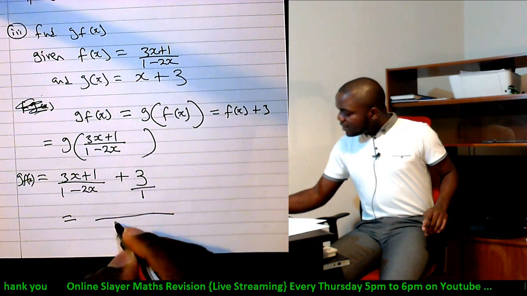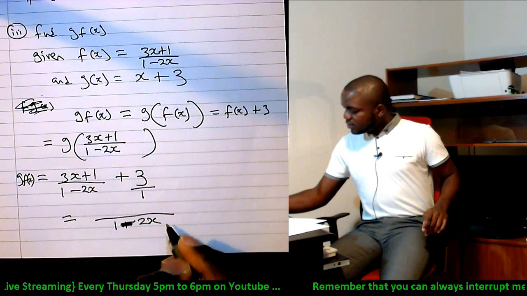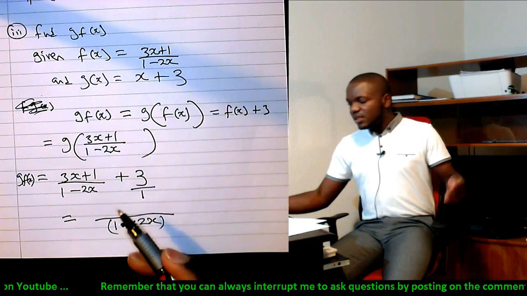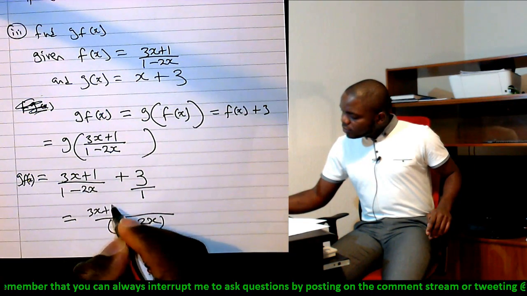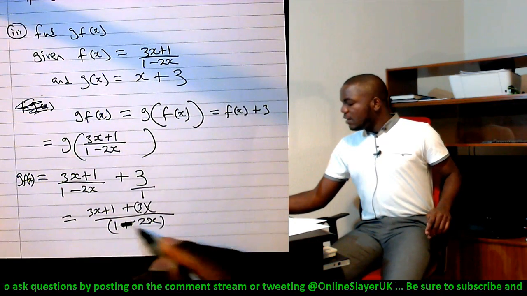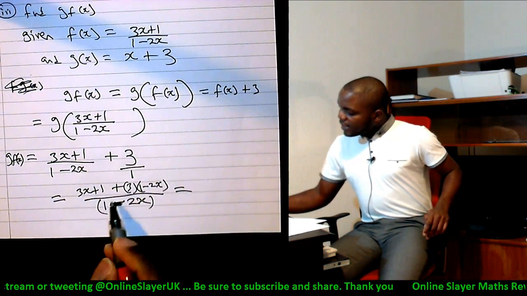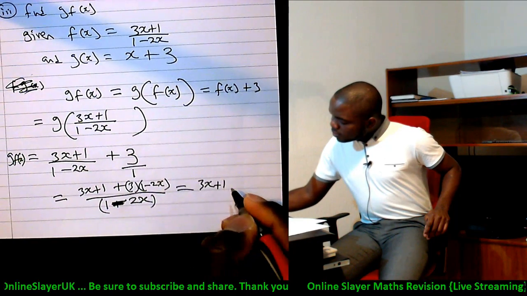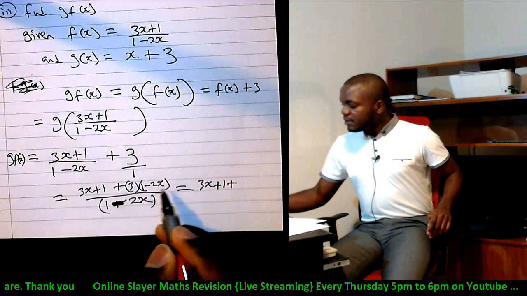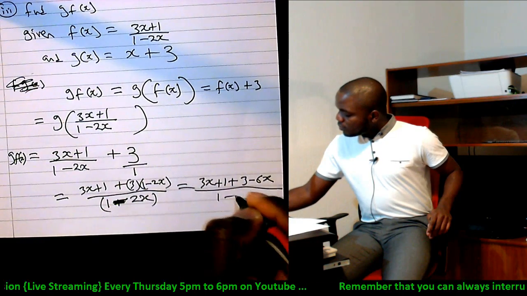So the LCM here is the denominator, 1 minus 2x. That's the LCM. How many 1 minus 2x's do you have in 1 minus 2x? It's just 1, so 3x plus 1 plus 3 times, how many 1 minus 2x's do you have in 1 minus 2x? So 3x plus 1 plus 3 into bracket 1 minus 2x is 3 times 1 plus 3 times minus 2x. So that's 3 minus 6x divided by 1 minus 2x.